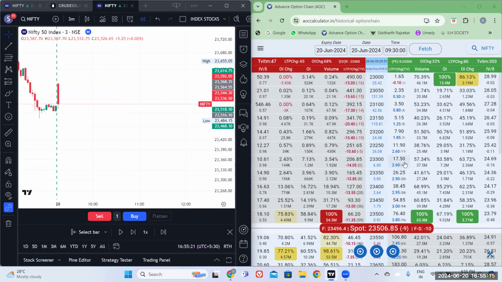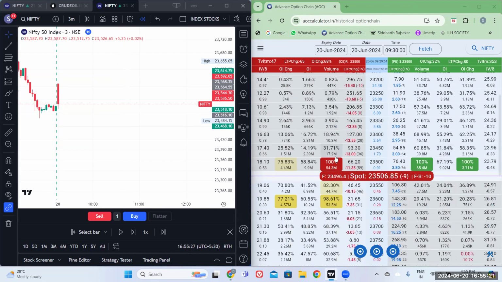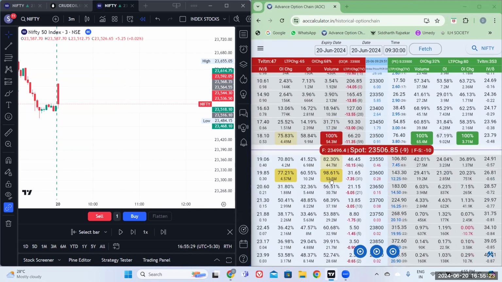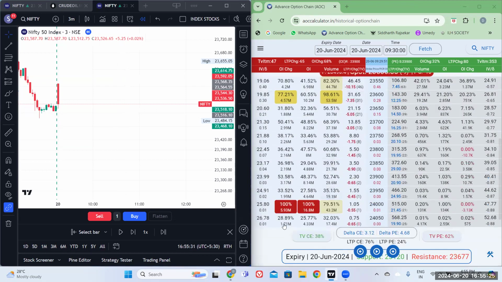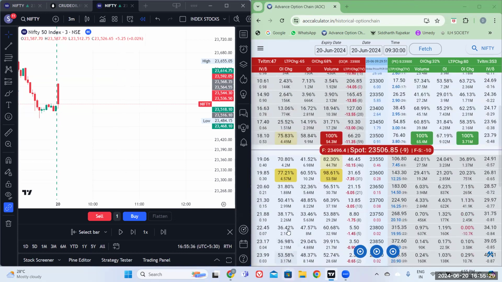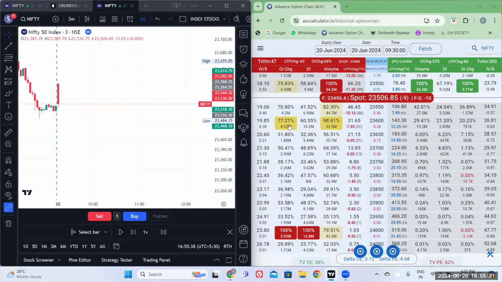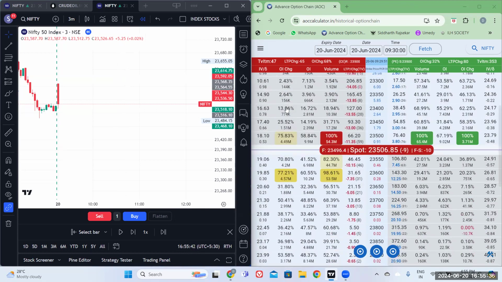Initially, the support is weak towards the bottom with the open interest and the OI change. And the resistance is weak towards the top with the volume, the open interest and the OI change. The OI change we can say is weak towards the bottom, but since it is at 23,600, it is considered weak towards the top.